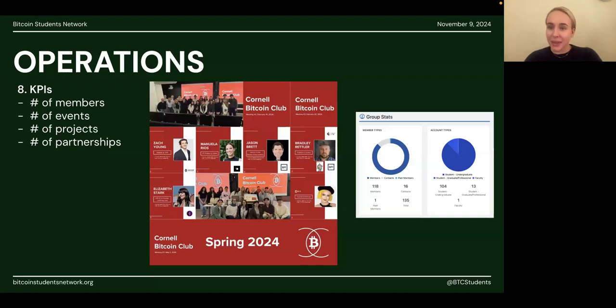Some other things that can be helpful to keep track of, especially as your clubs are growing and changing: how many members do you have? How many events, projects, partnerships? This is all really good to just highlight the proof of work and all the effort that you have put into it. It can really take any form that you would like, but it's really nice to be able to look back and see it all. And so that's something you might want to consider.